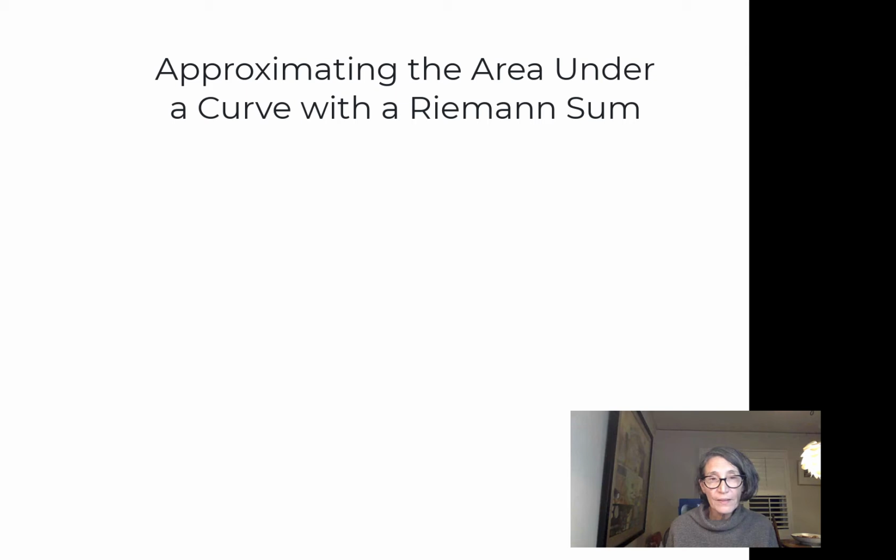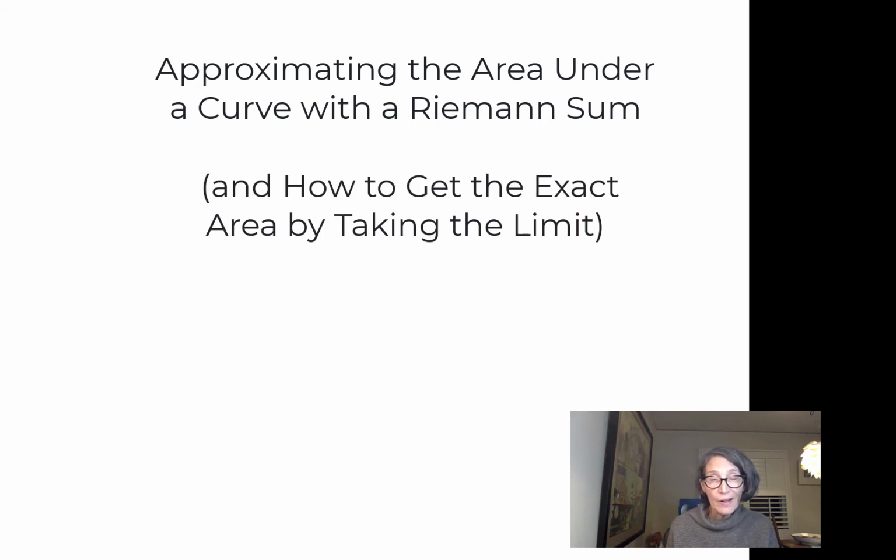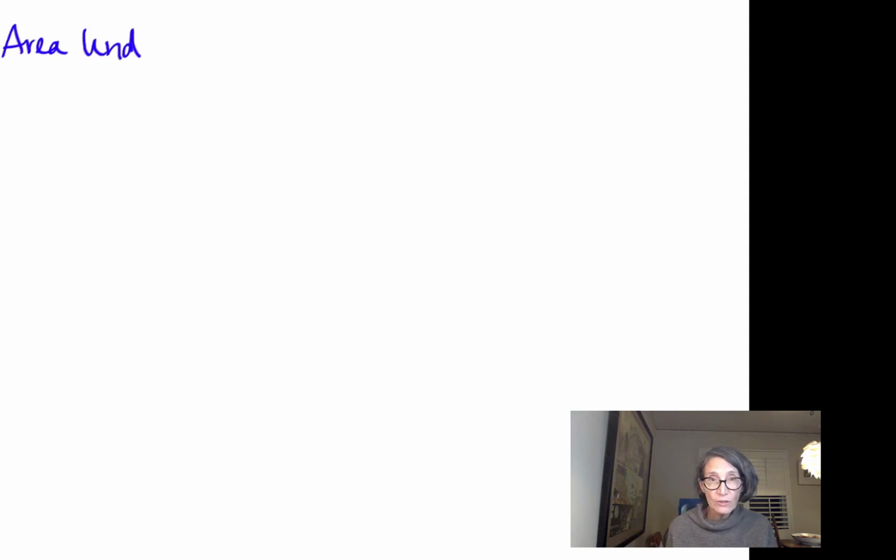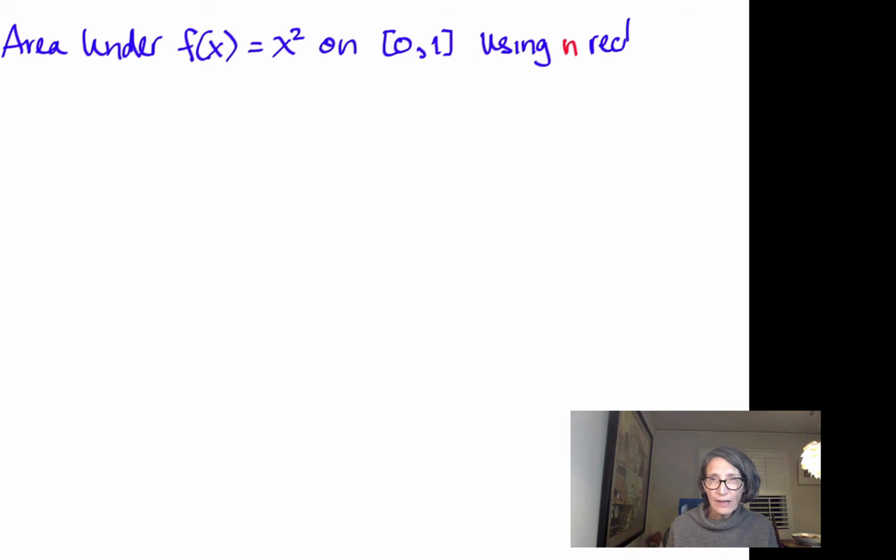Hi, welcome back. In this video, we're going to set up a Riemann sum for the approximation of the area of a region under a curve. A Riemann sum is just a finite sum using n equal width subintervals, or n rectangles. So the curve we're going to use is one we've looked at before. We're going to find an approximation for the area under the curve f of x equals x squared on the interval from 0 to 1. And like I said, we're going to use n rectangles and right endpoints.